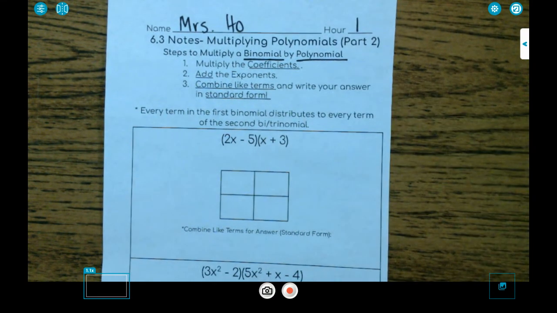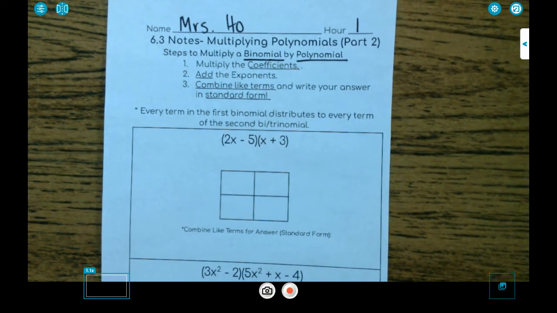So multiply your coefficients, add your exponents. Then at the end of every problem, we have a new step. We're going to have to combine like terms, which is what we did in 6.1, and we're going to write our answer in standard form. We also did that in 6.1.